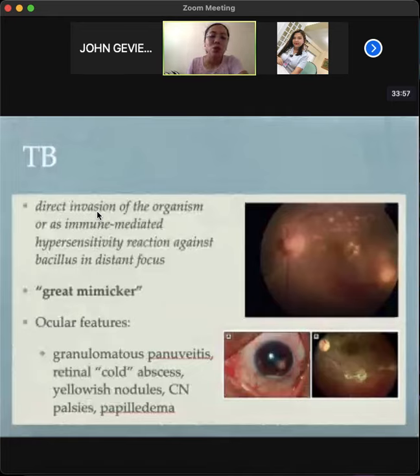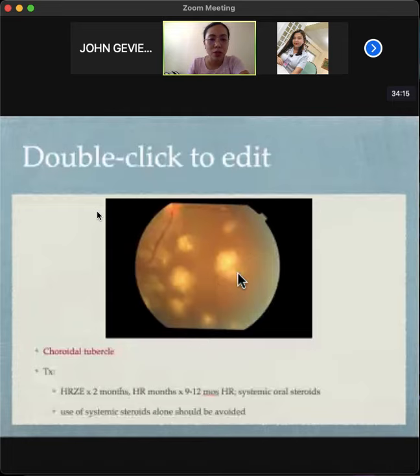lesion. So ocular features would include granulomatous type of uveitis. It may be panuveitis, from the anterior to the posterior segment. You can also see these tubercles, it's very typical: small grayish white to yellow subretinal nodules with indistinct borders that may result from a hematogenous spread of your tubercle bacilli. Treatment is usually the same as for pulmonary TB.